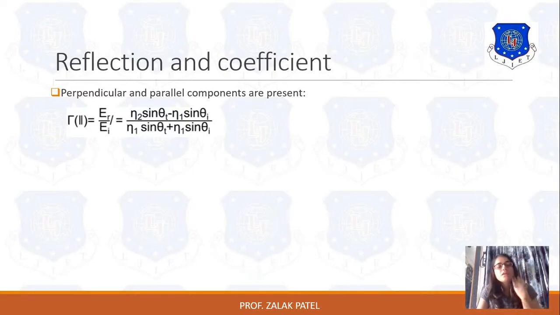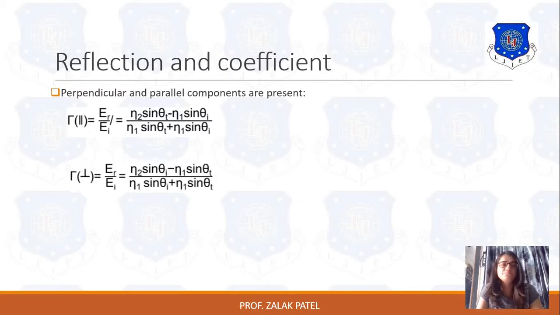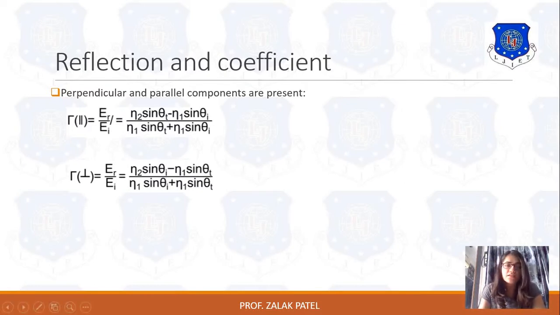In the same way we can take the perpendicular component, R perpendicular. It is also given by ER upon EI, the reflected field strength upon the incident field strength. It is equal to eta 2 sin theta i minus eta 1 sin theta t, upon eta 2 sin theta i plus eta 1 sin theta t. Here again the terms are the same: theta i, theta t, eta 1 and eta 2. The difference is that eta 2 sin theta i is taken in place of sin theta t. So in both cases the intrinsic impedance will be calculated.